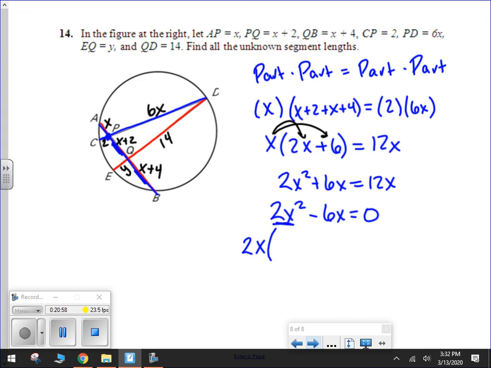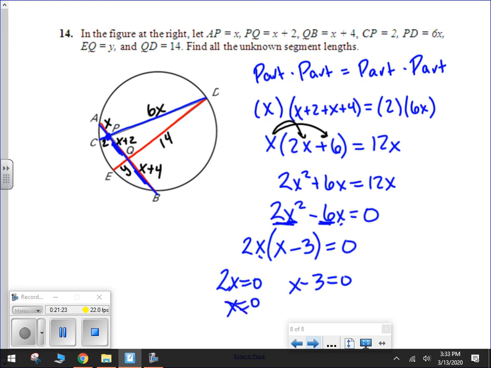And from here, it's just like normal. I set each one equal to 0, each factor, and I solve for x. Over here, x is just going to equal 0, which is an extraneous solution because I can't have a length of 0. And over here, x is going to equal 3. So now I know x equals 3. So this length is 3, this length is 5, and this length is 7.